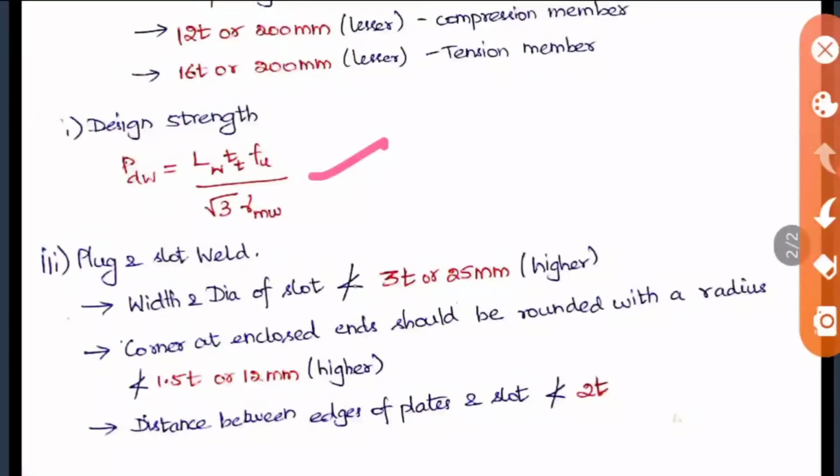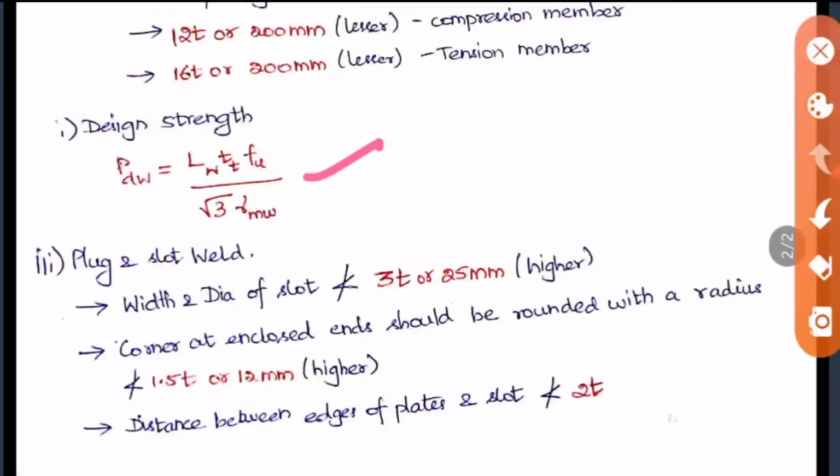And then the corner at the enclosed ends, no, it should be rounded with a radius of not less than 1.5 times the T, or 12 mm, whichever is higher. So here this T means the thickness of the upper plate. Okay. And the next point is the distance between the edges of the plates and the slot should not be less than 2 times the thickness of the upper plate.